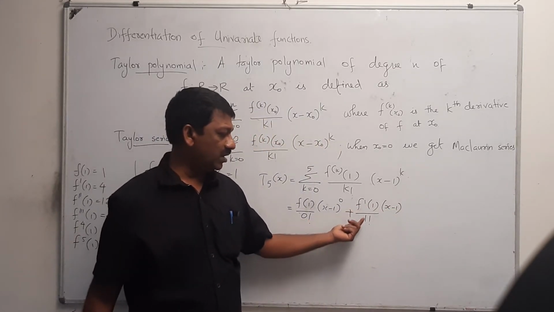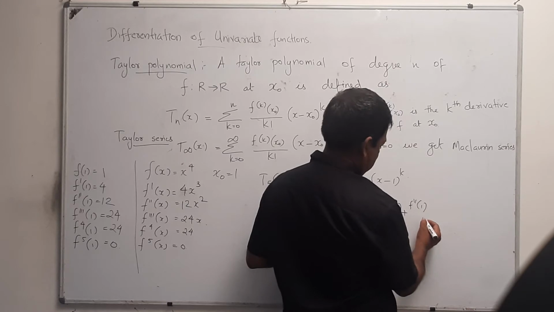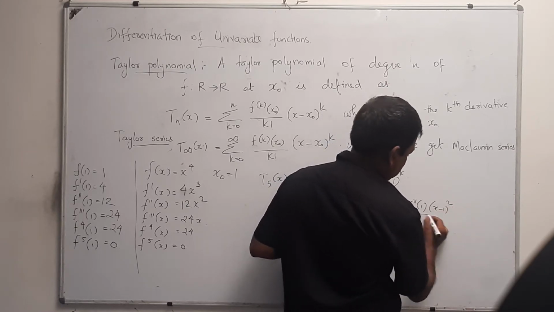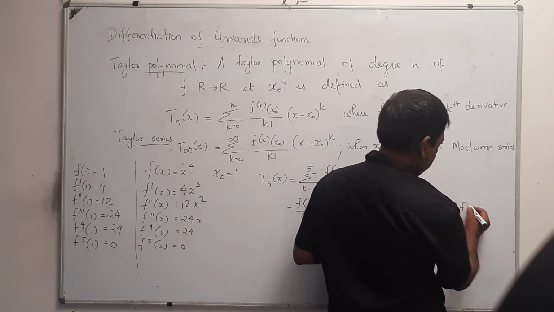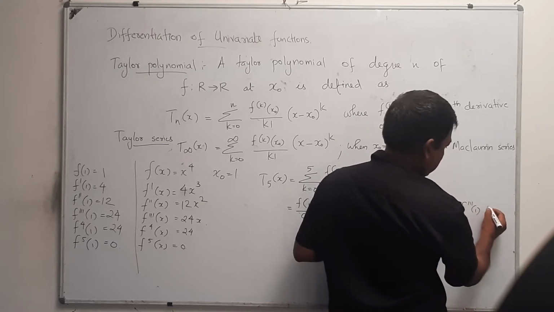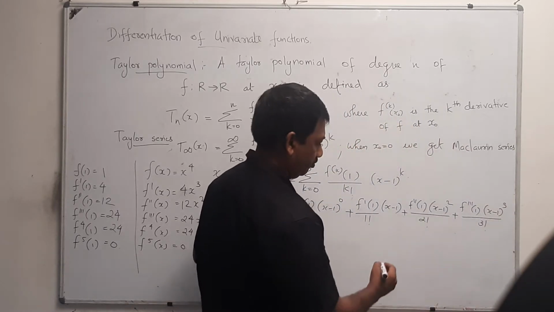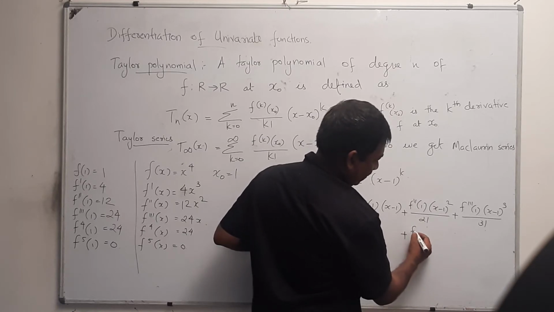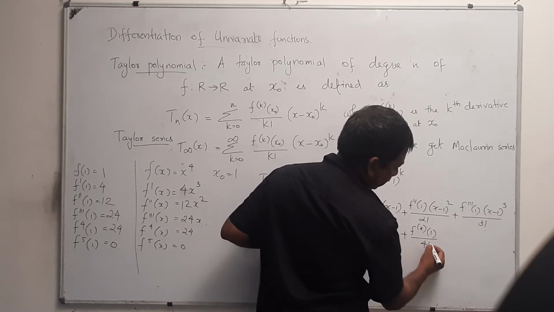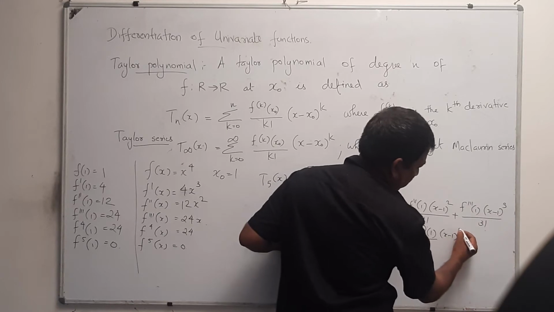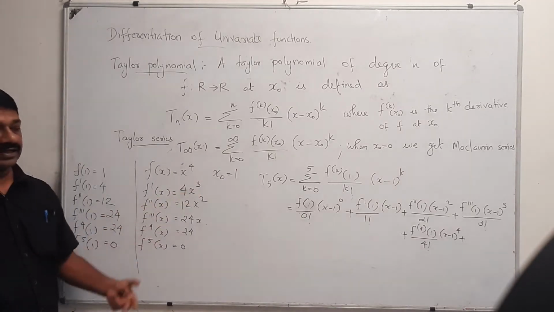Okay, f dash of 1 by 1 factorial into x minus 1, plus f2 dash 1 into (x minus 1) the whole square by 2 factorial, plus f3 dash 1 into (x minus 1) the whole cube divided by 3 factorial, plus f4 of 1 by 4 factorial into (x minus 1) raised to 4, plus f5 of 1. f5 of 1 is 0. That means the next term will be 0.